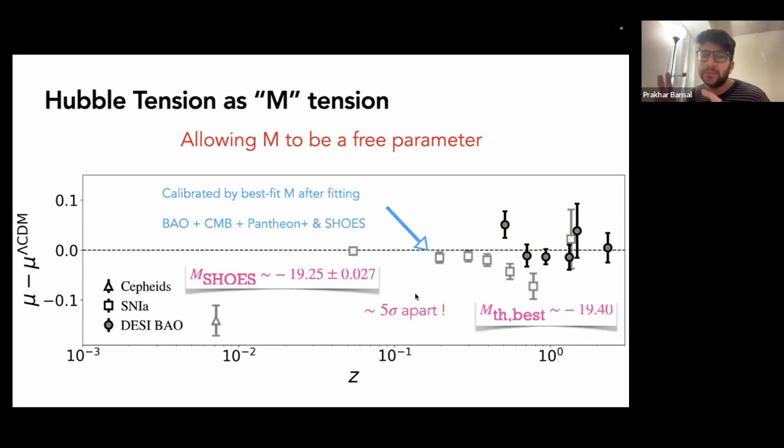These two quantities are 5 sigma apart, right? So what it tells me is the best fit M that all the data prefers, the BAO, CMB, the early time data, for the supernovae points to agree with them, that best fit M is 5 sigma apart from what SH0ES is actually seeing. Okay, so this is one other way to present the Hubble tension.